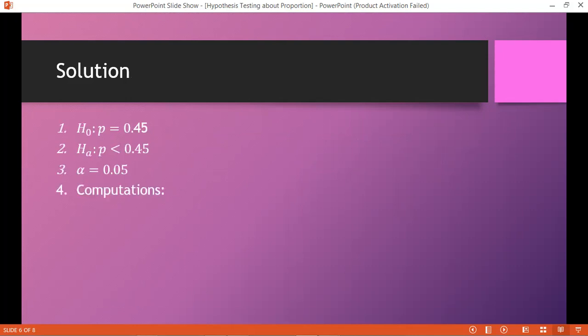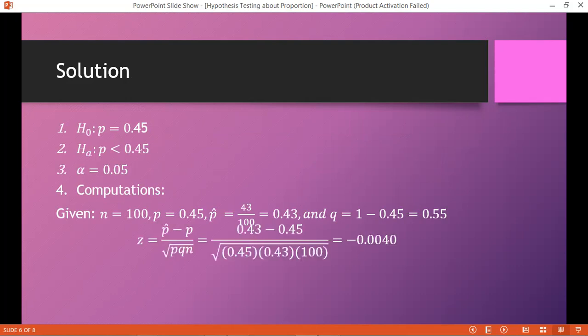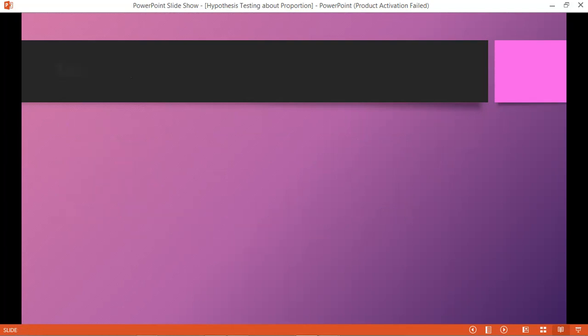Now, for the computations, we know that n is 100, P is 0.45, our sample proportion is 0.43, and our Q is 1 minus 0.45, and so that is 0.55. So upon computation, we have negative 0.0040 as our value for z.